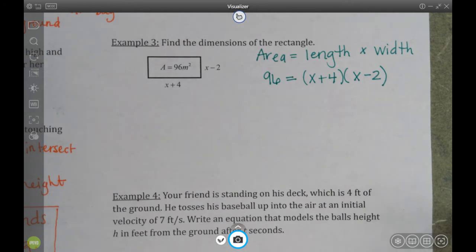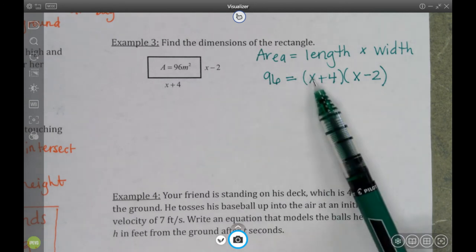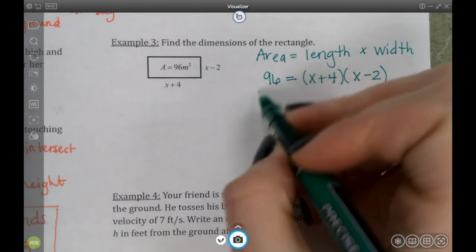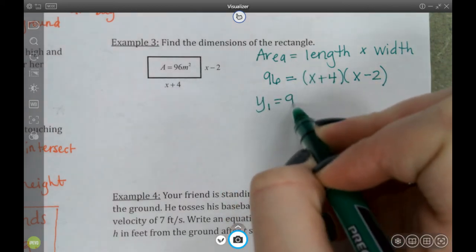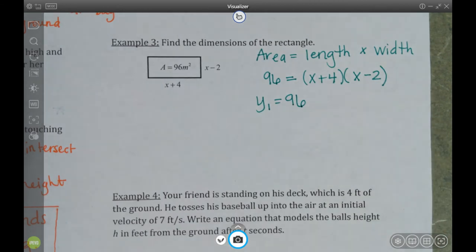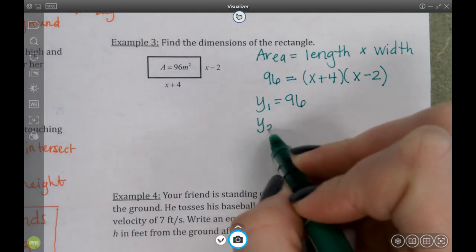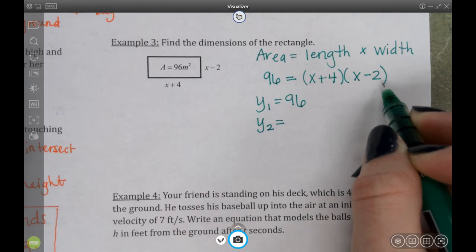Do we want to do that, or do we want to let the calculator do it for us? Let's let the calculator do it. I don't want to use the quadratic formula if I don't have to. All right. So the way I'm going to do this is I'm going to do two equations because this is going to equal that at some point. So I'm going to set y1 equal to 96. And I'm going to let y2 equal the right side of the equation.